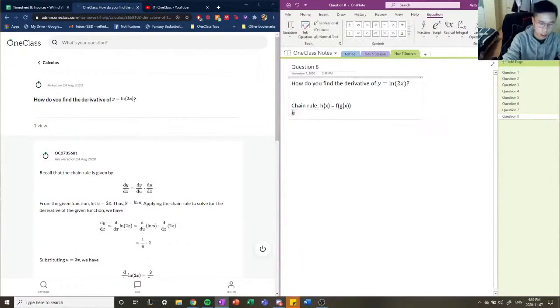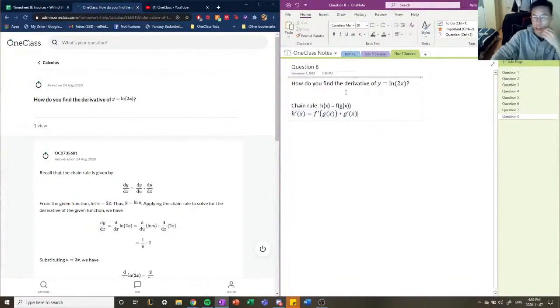So h prime of x would equal f prime of g of x times g prime of x. So that is the chain rule. To differentiate a compositional function, we take the derivative of the outside function and we leave the remaining inside function by itself, and we multiply it by the derivative of the inside function, all with respect to the variable x. So how does it apply to our question here?